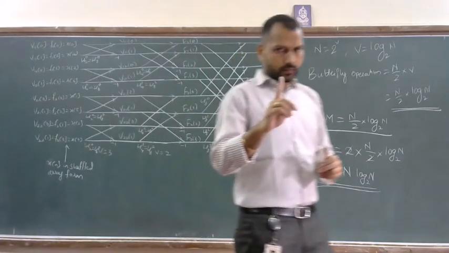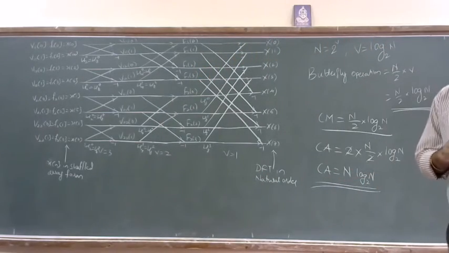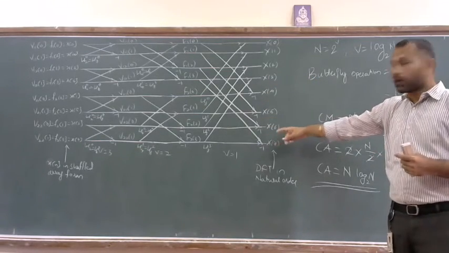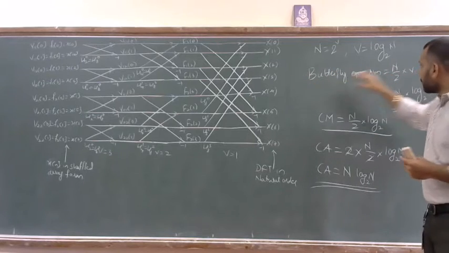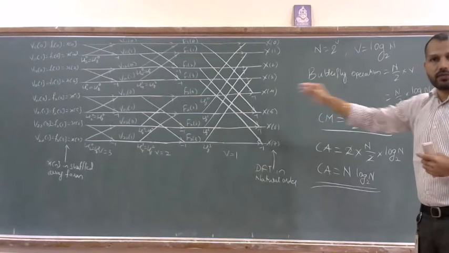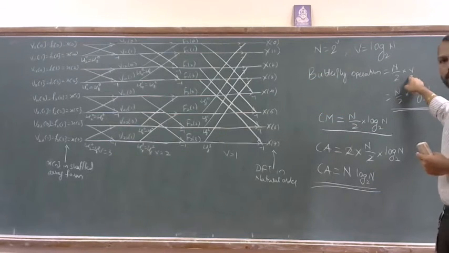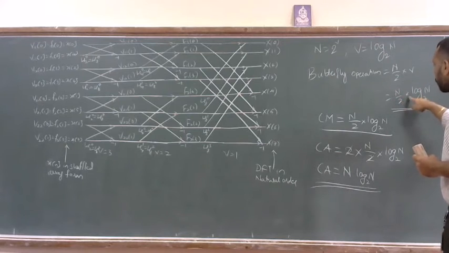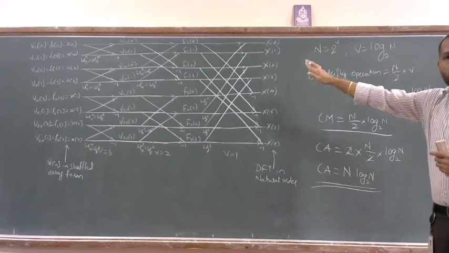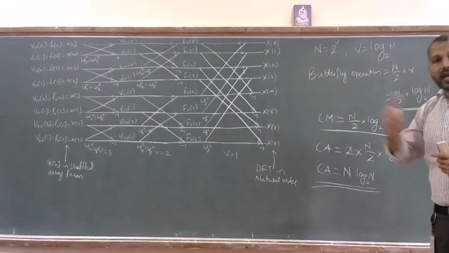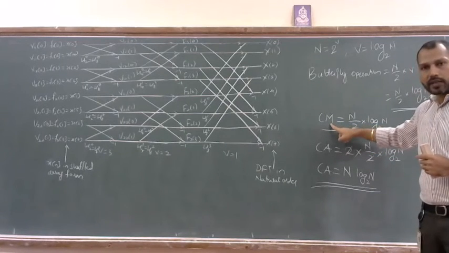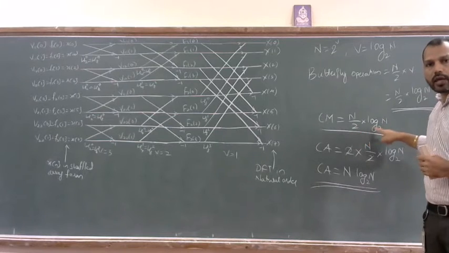For each butterfly structure, one complex multiplication is required. So how many butterfly structures are there? For each stage there are n by 2 butterfly structures. Likewise, there are 3 stages, which is represented by V. So n by 2 into log n to the base 2 butterfly operations will be present in one DIT FFT algorithm. For each butterfly, one complex multiplication is required, so the number of complex multiplications will be n divided by 2 log n to the base 2.